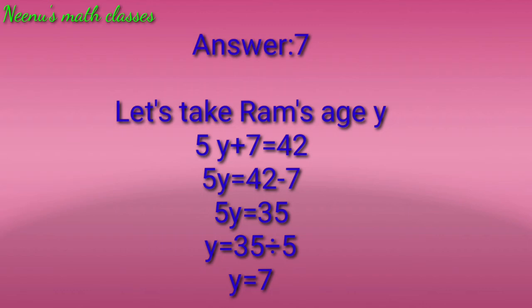First we take Ram's age as y, that we don't know. Then convert it into a linear equation. Given that Ram's father's age is 7 years more than 5 times Ram's age, so 5 times y, 5y plus 7, which is equal to 42, given that Ram's father's age is 42. So we got a simple equation as 5y plus 7 equal to 42. Then 5y equal to 42 minus 7. We got 5y equal to 35. Then y equal to 35 divided by 5. Answer is 7. That is, Ram's age is 7.